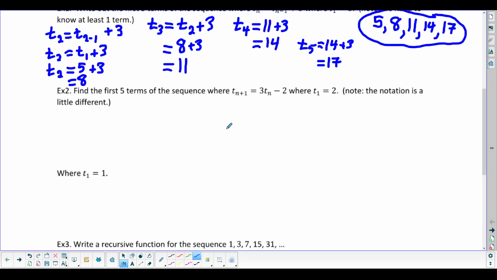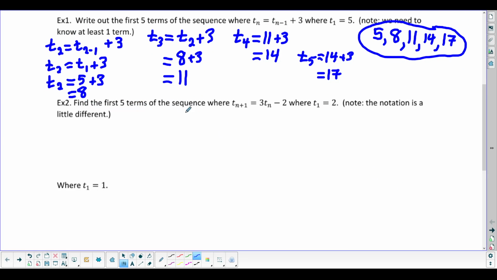All right, let's try another one. This one looks a little bit different. It says find the first 5 terms, again, of the sequence where t(n+1) is equal to 3tn minus 2. So we could rewrite this if we wanted to as tn equals 3t(n-1) minus 2. So we could just subtract 1 from both because these are relative to each other. So it's saying the next term is equal to 3 times the current term minus 2.